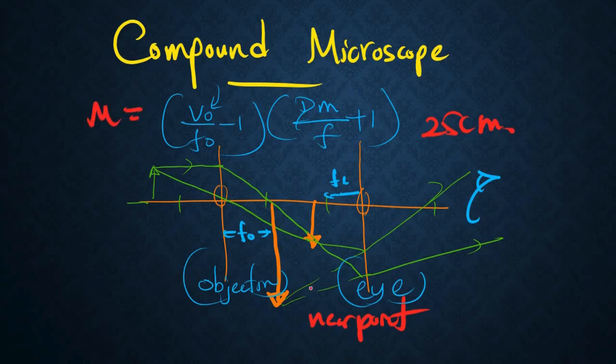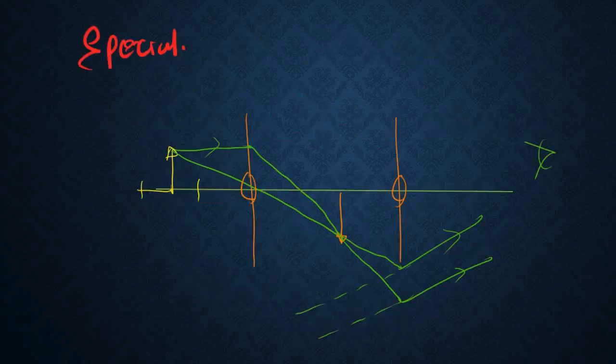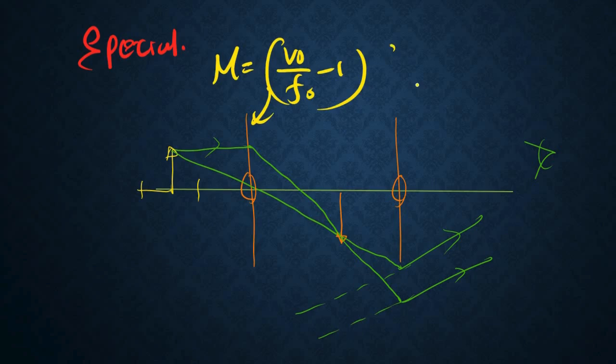Now this is the normal adjustment, we are moving into the special adjustment. In special adjustment, the total magnification is the same, V0 over F0 minus 1, but the magnification of the eyepiece is D_m over F, just like in the simple microscope.